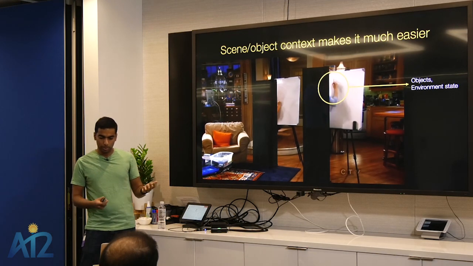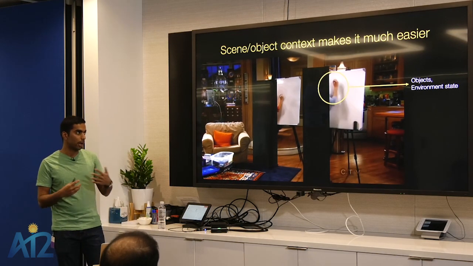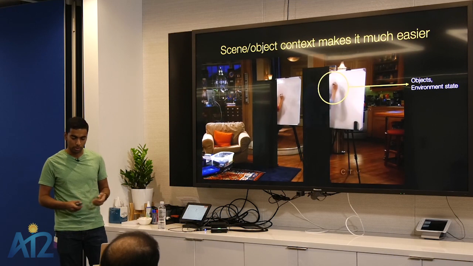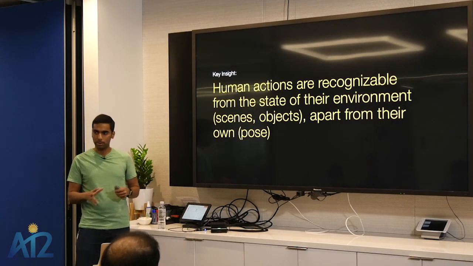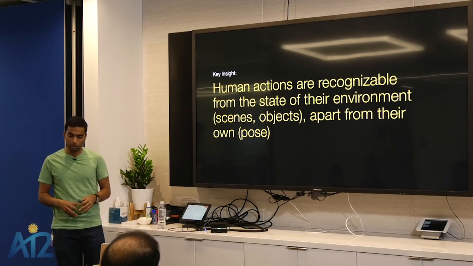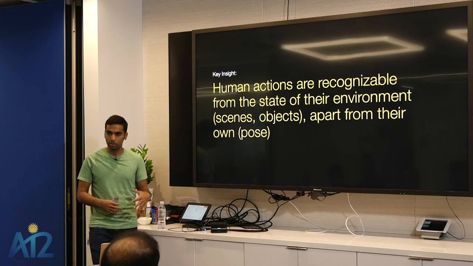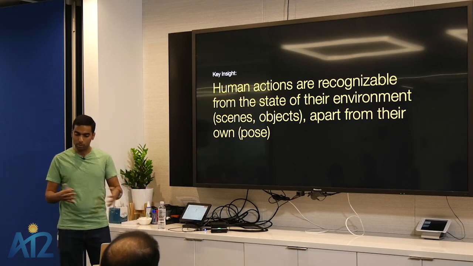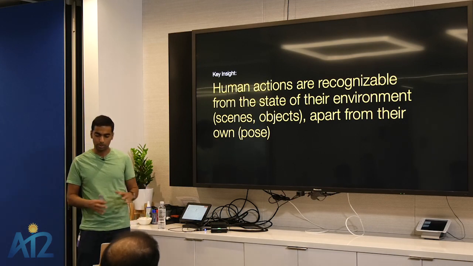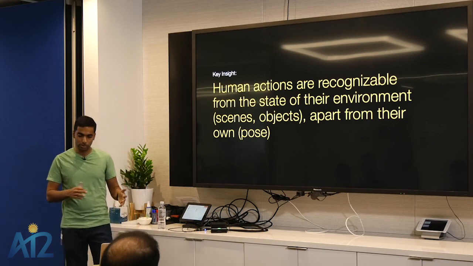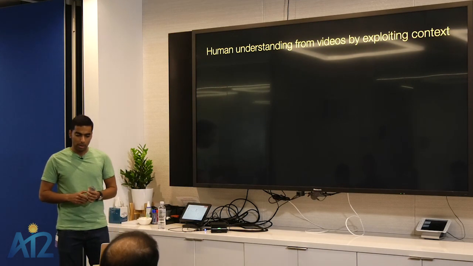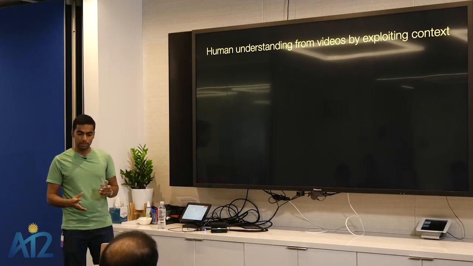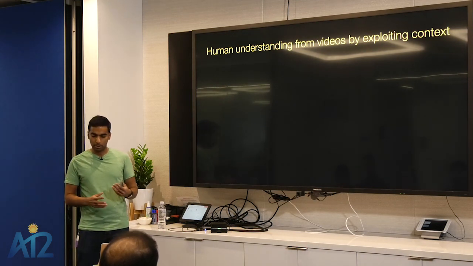And so basically, scene context makes action recognition a lot easier than just looking at the person. And that is sort of the key insight of all the work I'll be talking about today: a lot of human actions are very readily recognizable from the state of the person's environment, which we typically parameterize by the scene and objects, apart from, of course, their own state, typically parameterized by the pose. And I've tried to use that. I've tried to exploit this dependence in a few different ways.